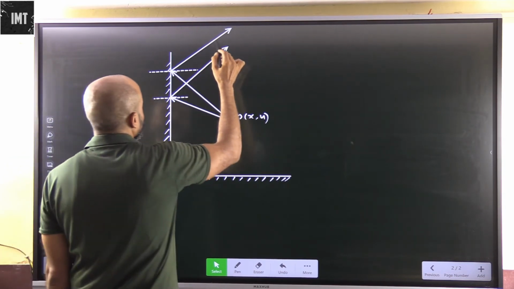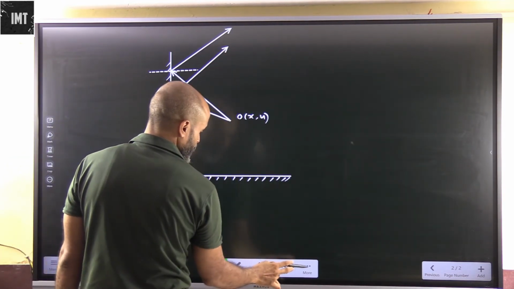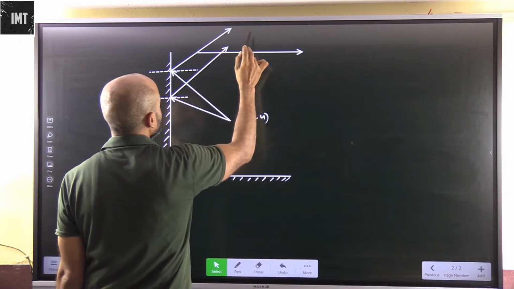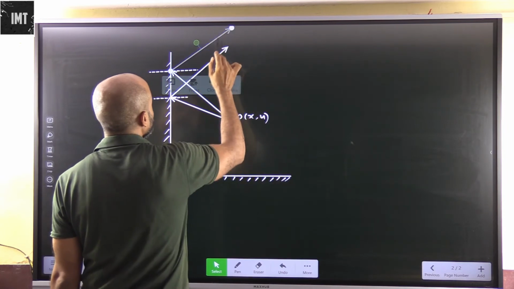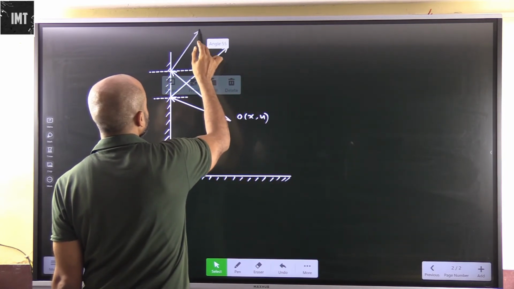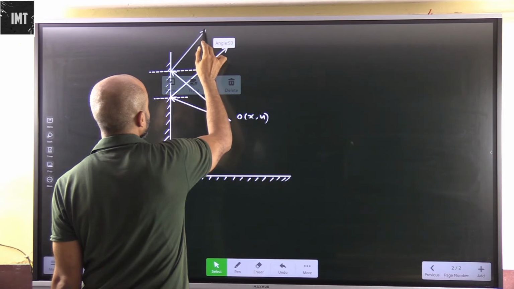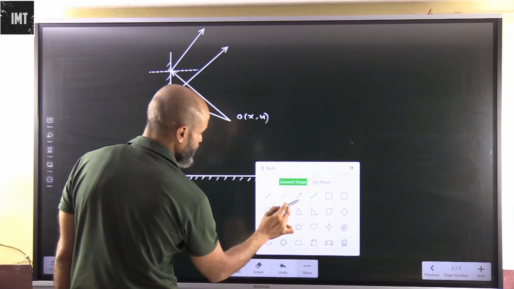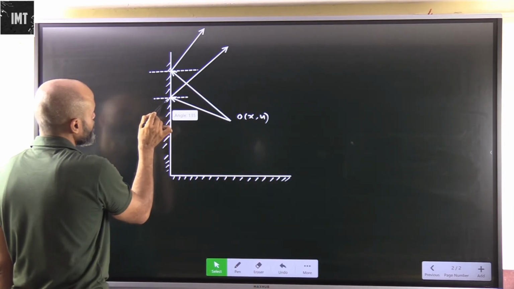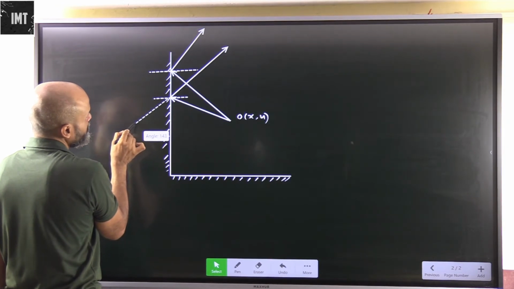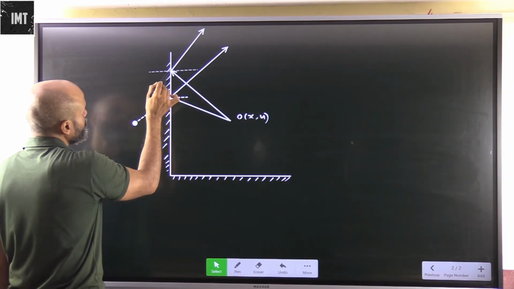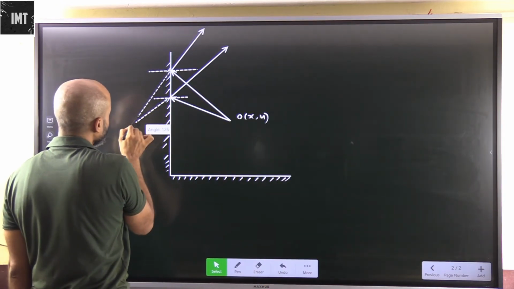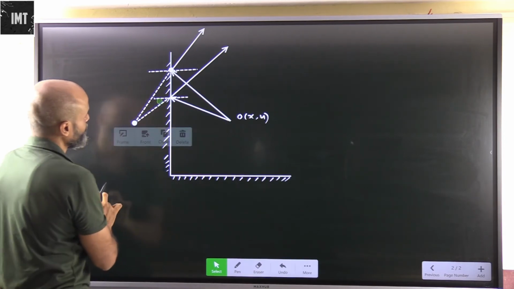So they would be actually dispersing. Let me be a little precise here. So it's going something like this. Now if I extend this, it will meet up somewhere here, and this is going to come somewhere here. So these are where they will be meeting.